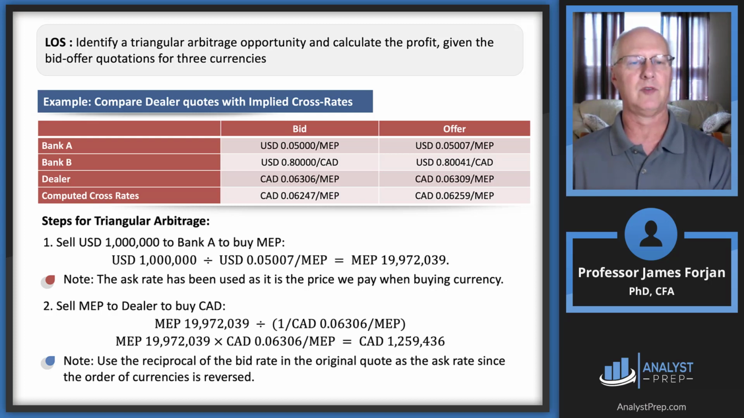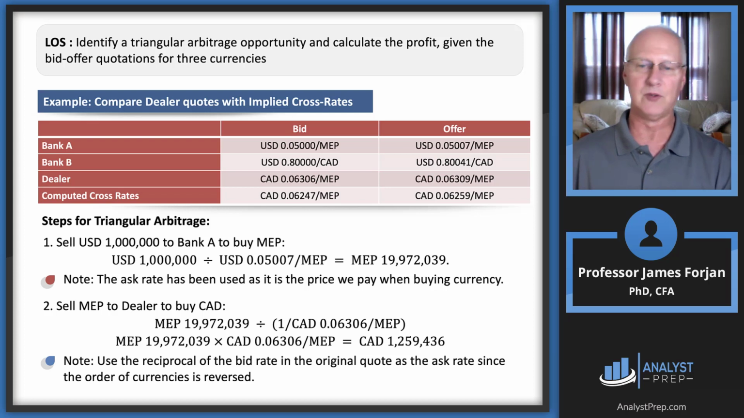So let's go ahead and sell US dollars, $1 million to Bank A to buy Mexican pesos. If you do the math over there, you get 19.9 some million. We're going to use the ask rate because it is the price we pay when buying those Mexican pesos. Then we're going to take those Mexican pesos and sell them to the dealer to buy Canadian dollars. We're going to use the reciprocal of the bid rate in the original quote, right?